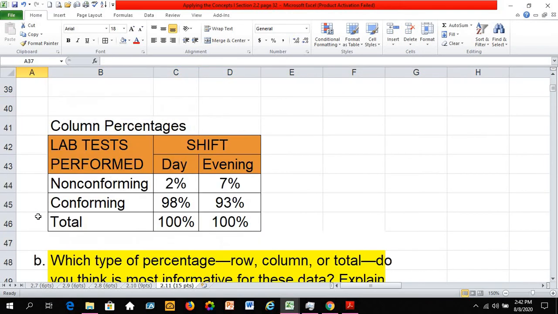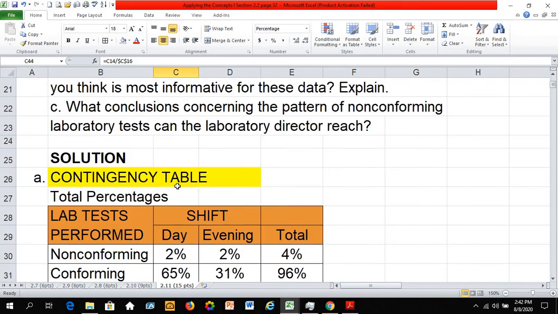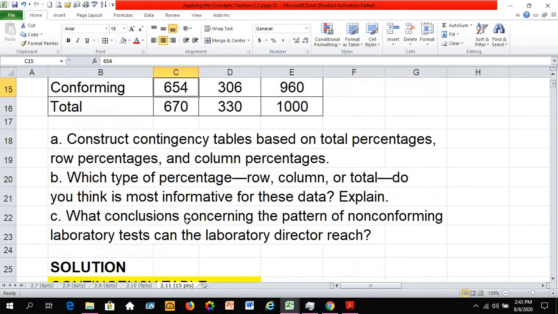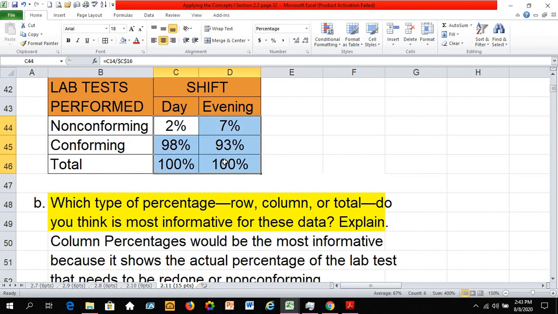Now we go to our column percentages. So I have here 2% non-conforming during the day and 7% non-conforming on the evening. How did I get this? Again, going back to our original table, you simply divide 16 by 670 and you'll have your percentage. Similarly, for the evening non-conforming, divide 24 by 330. So just simply click the cells.